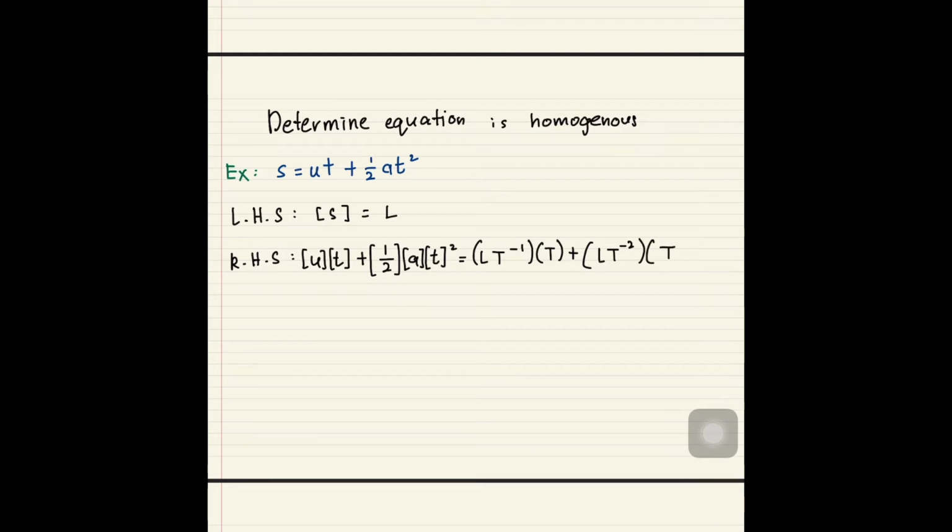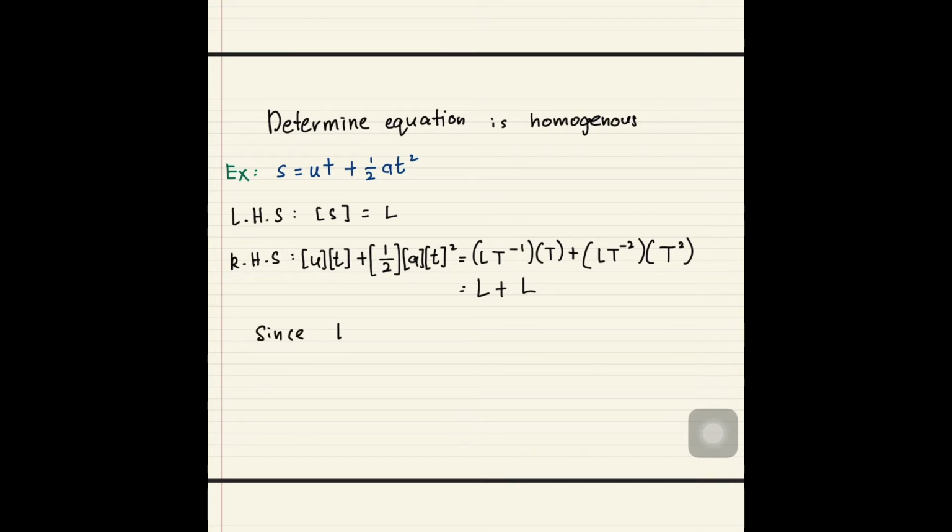multiplied with T squared. Okay, now T minus 1 multiplied with T can cancel out. T minus 2 multiplied with T squared can also cancel out. So we are left with L plus L. Okay, so since these are the two terms here, you can assume that they are equal. So you can say that the right hand side and left hand side are actually equal because this one is L, L, and L.